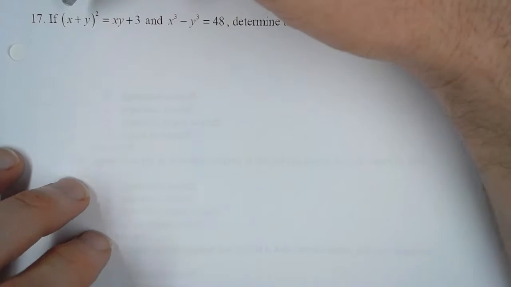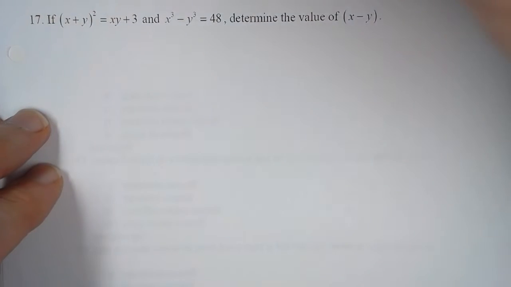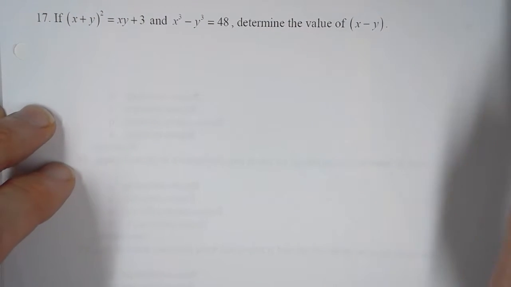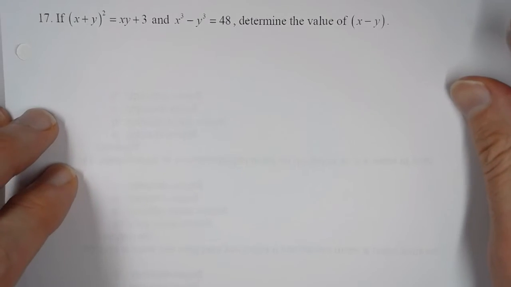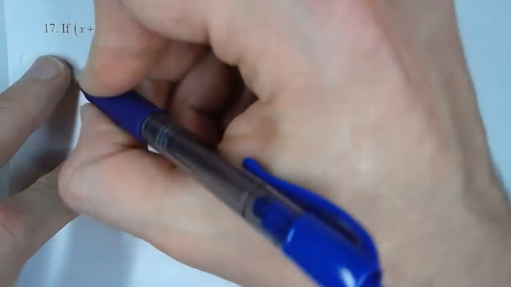So in this problem, they give us that (x + y)² = xy + 3, and x³ − y³ = 48. And we want to determine the value of x − y. Okay. Now, what is (x + y)²?